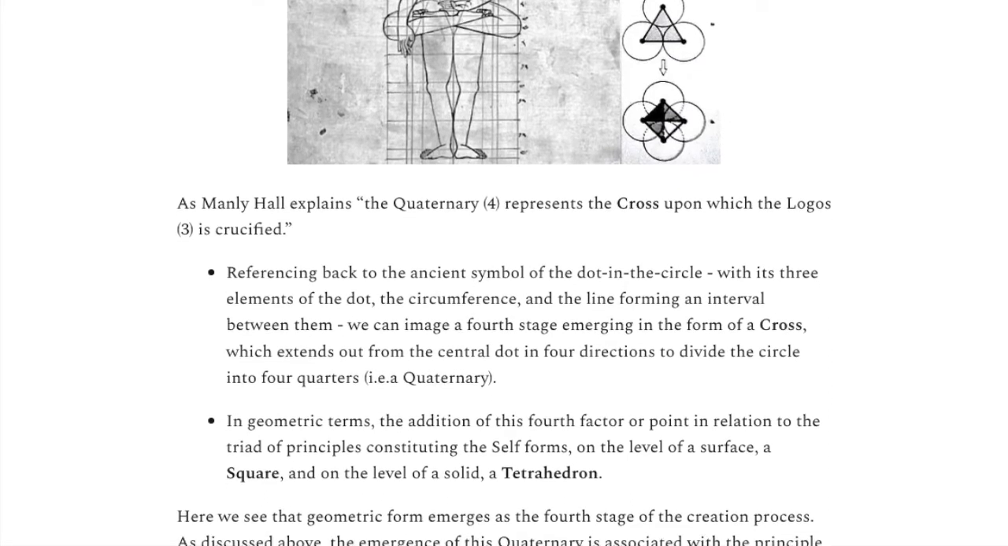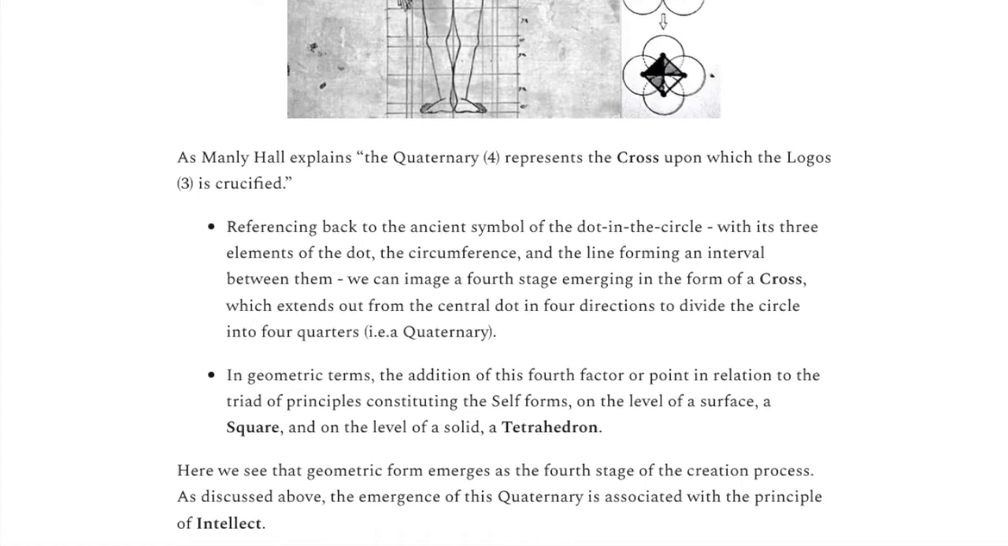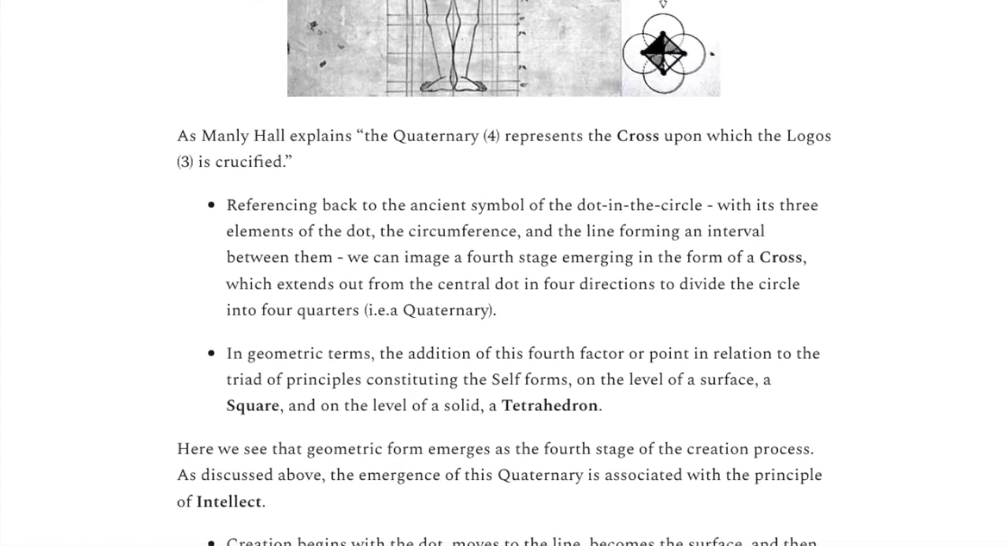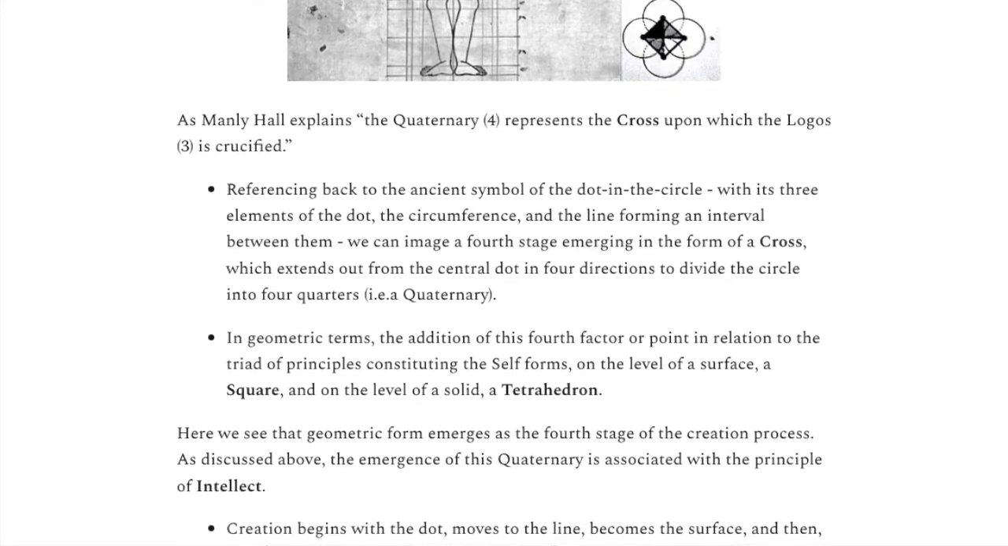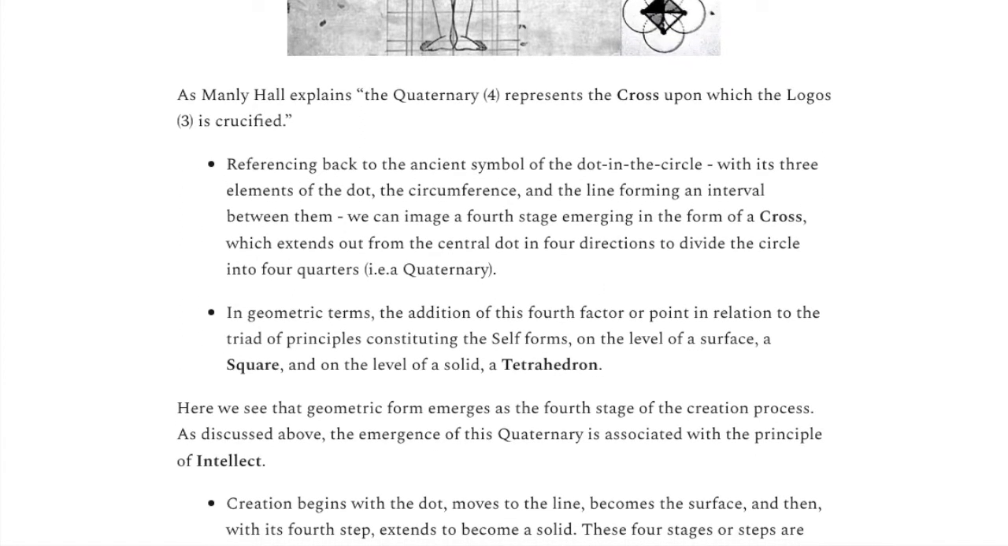And we'll be going more into what that means. Referencing back to the ancient symbol of the dot in the circle, with its 3 elements of the dot, the circumference, and the line forming an interval between them, we can imagine a 4th stage emerging in the form of a cross, which extends out from the central dot in 4 directions to divide the circle into 4 quarters. And these 4 quarters are what's meant by the quaternary.